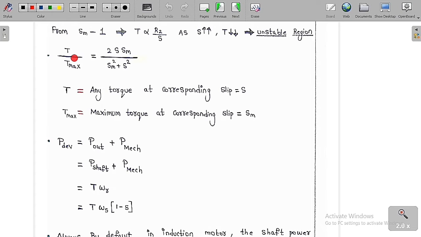So therefore, T by T max is equal to 2 into S into Sm by S square plus Sm square. T is called the torque at the corresponding slip S, and T max is called the maximum torque at the corresponding slip Sm.